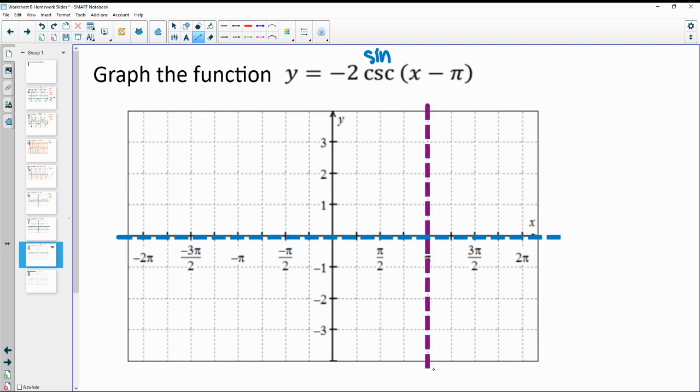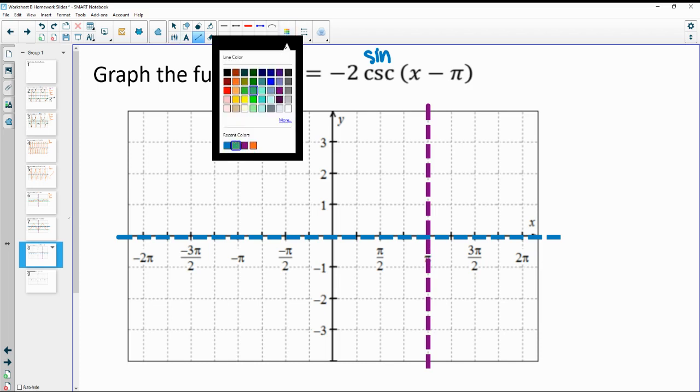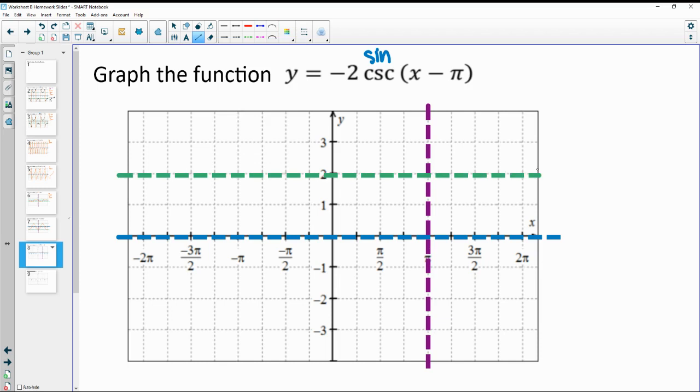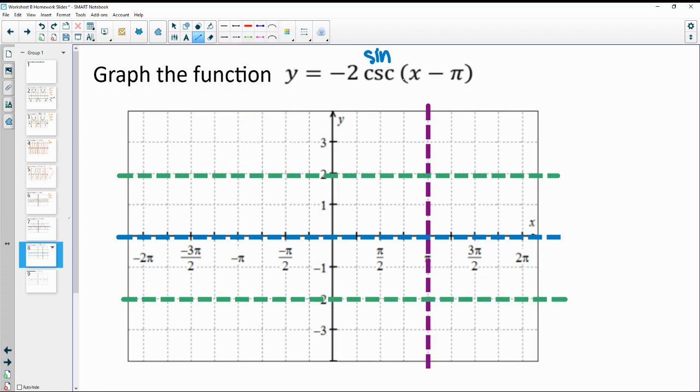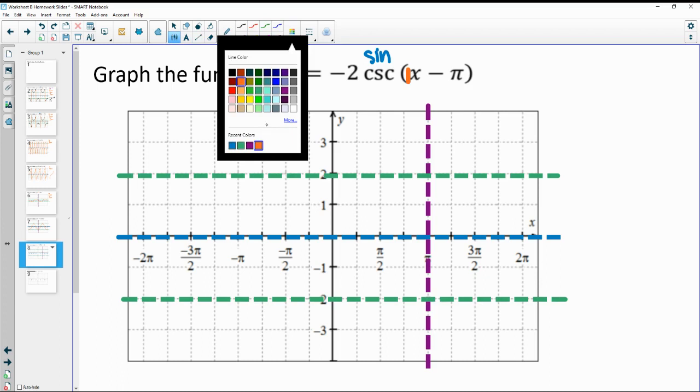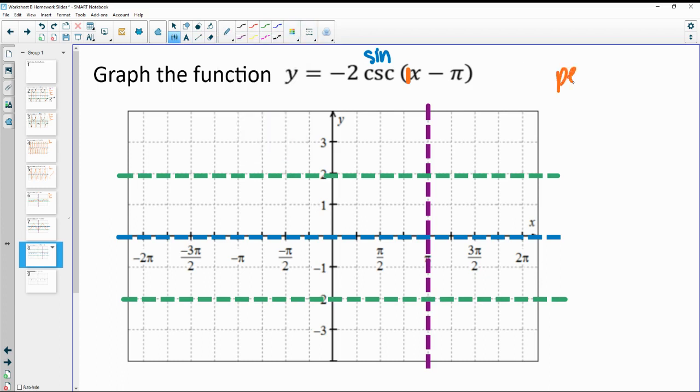So we're going to move our starting axis over to pi. The amplitude here is 2. So we're going to be 2 above the midline and 2 below the midline. And then the period, the b value is 1. So our period is just 2 pi. And 2 pi on here is 8 boxes. So that means every 2 boxes, something interesting will happen.